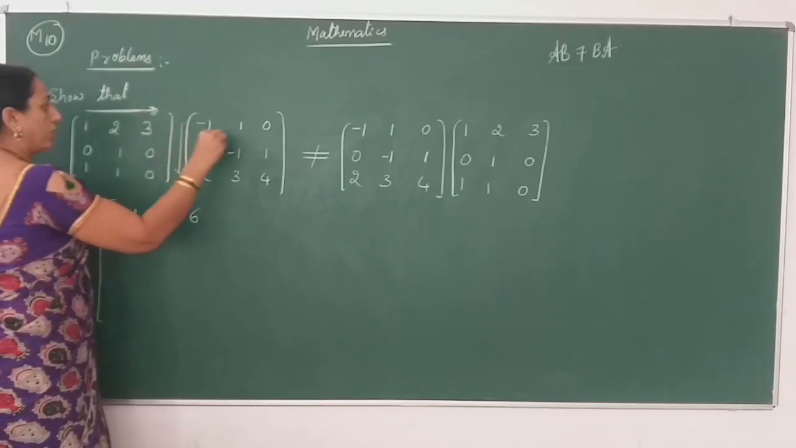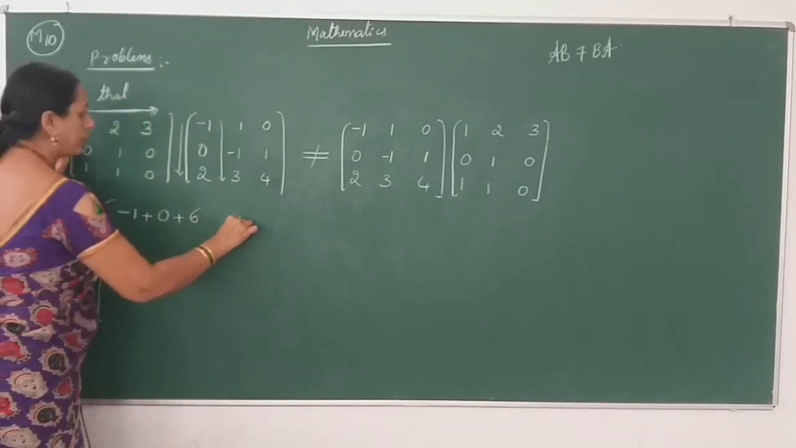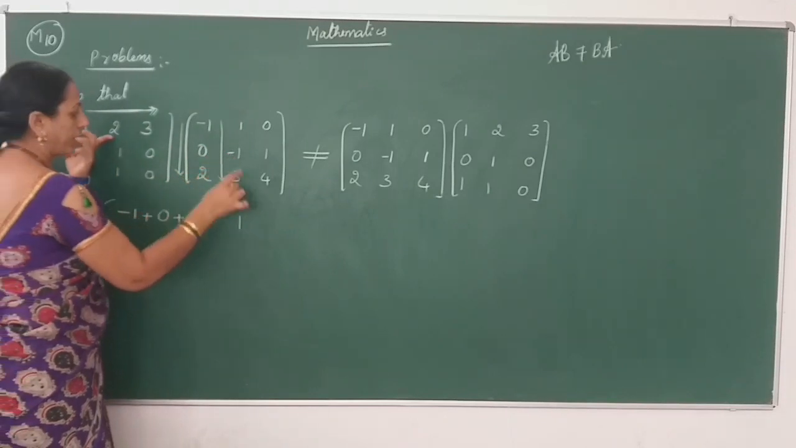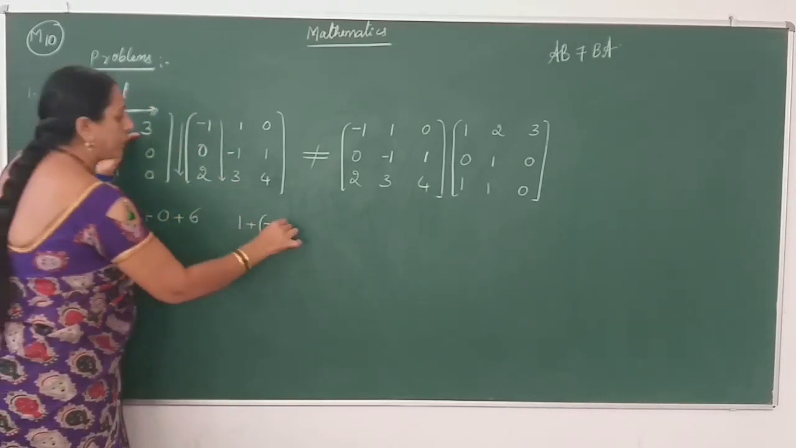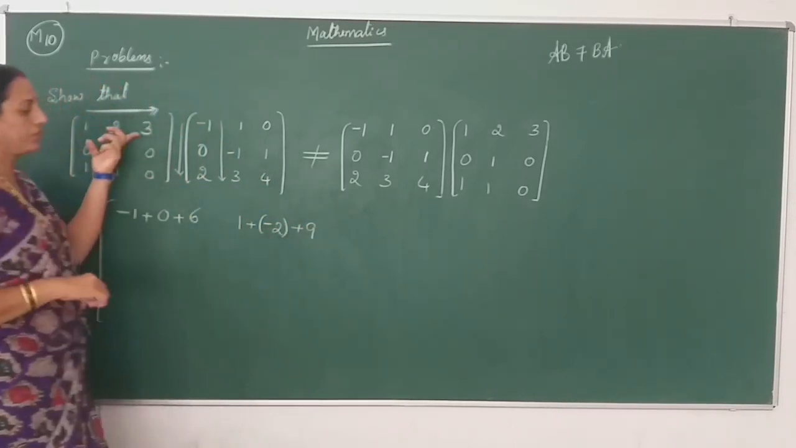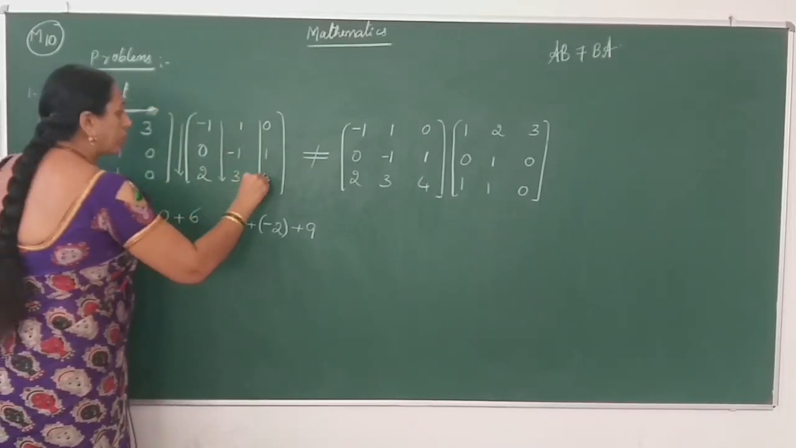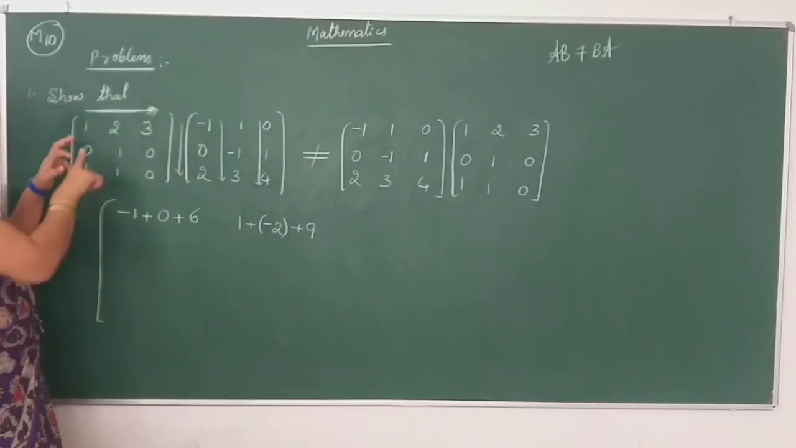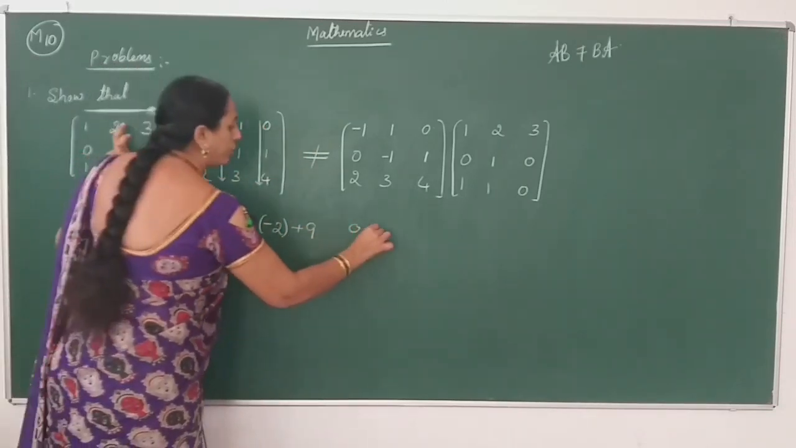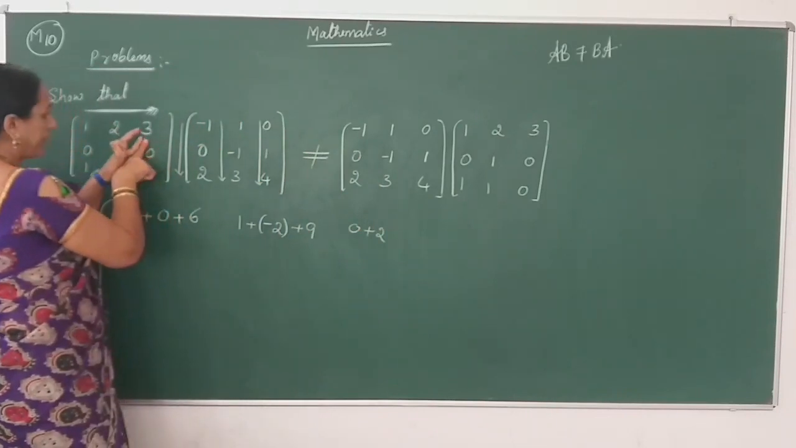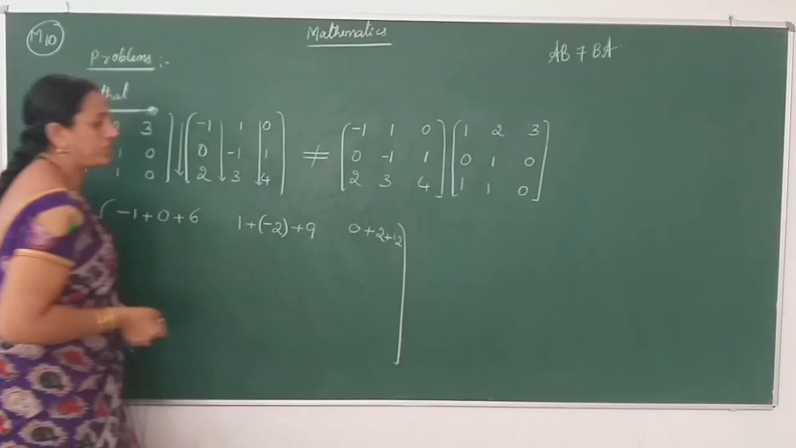Similarly, first row, second column: 1 into 1 is 1, 2 into minus 1 is minus 2, plus 3 into 3 is 9. First row, second column is completed. Again, first row, third column: 1 into 0 is 0, plus 2 into 1 is 2, plus 3 into 4 is 12.